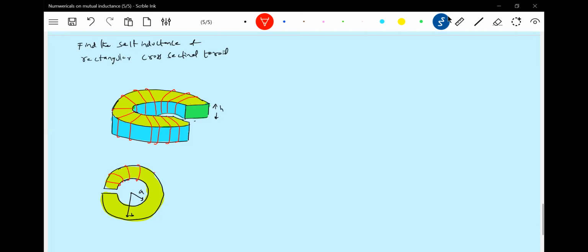Hope you can remember. Directly, let N be the number of turns. Go back to Ampere's circuit law and get the formula for the magnetic field inside this toroid. Once you know the magnetic field, then we can go for self-inductance like the previous problem. Let N be the number of turns, inner radius A, outer radius B.